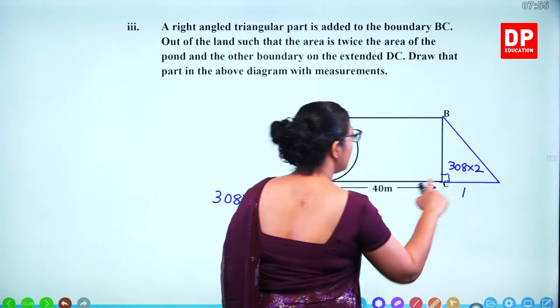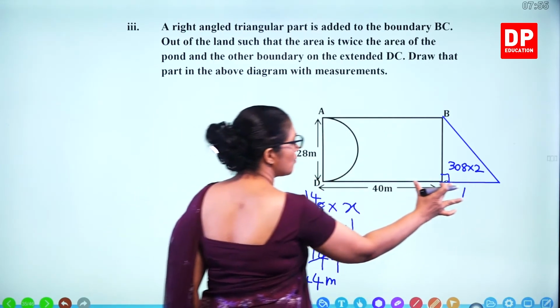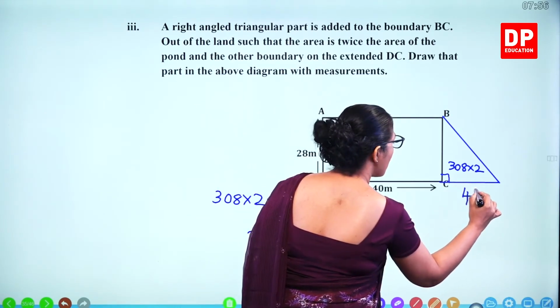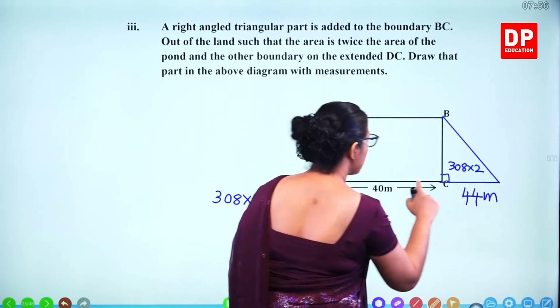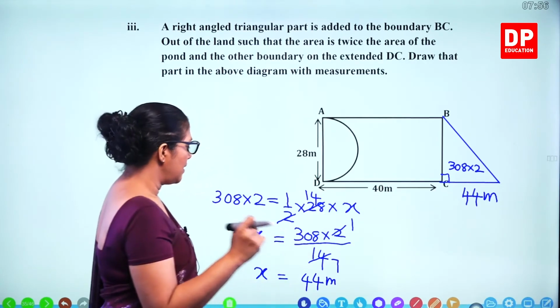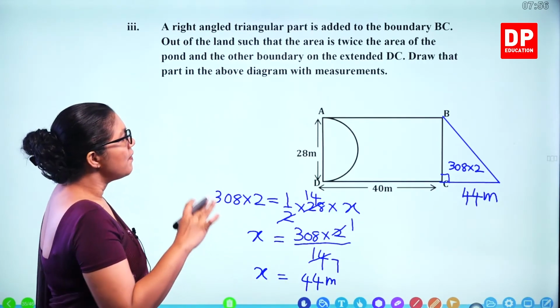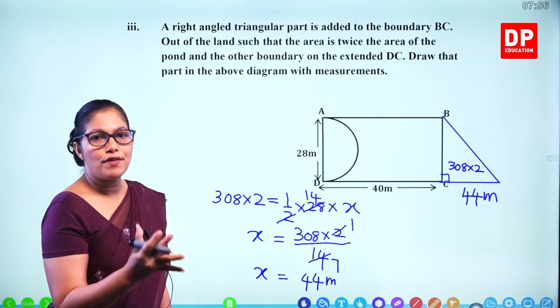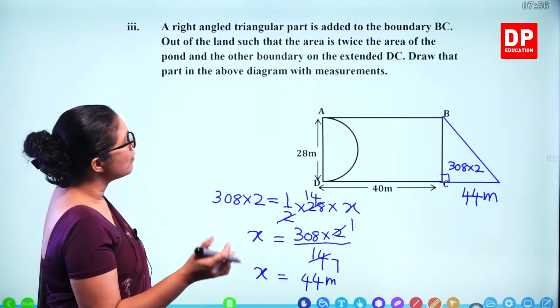So here this should be longer than that. So I'll just draw a rough sketch. 44 meters, longer than this length, and the area should be double the area of the pond. So that's the sketch.